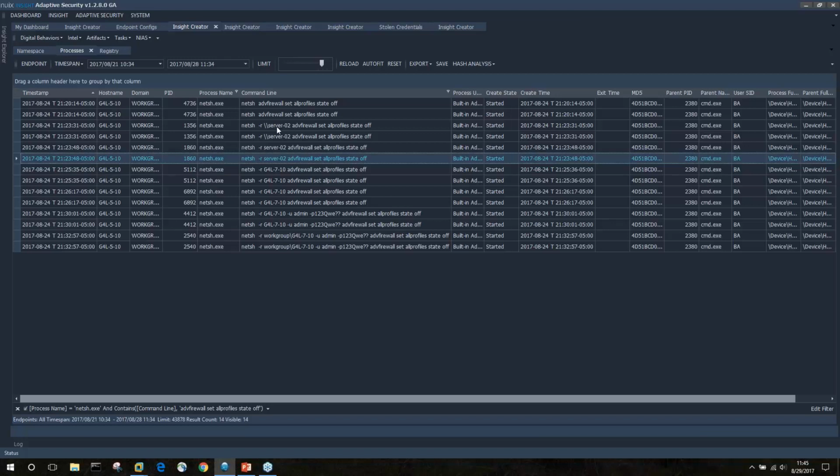And on a closer look here, I can see that, first of all, it was run on G4L510, my Windows 10 host here, where the firewall was turned off.